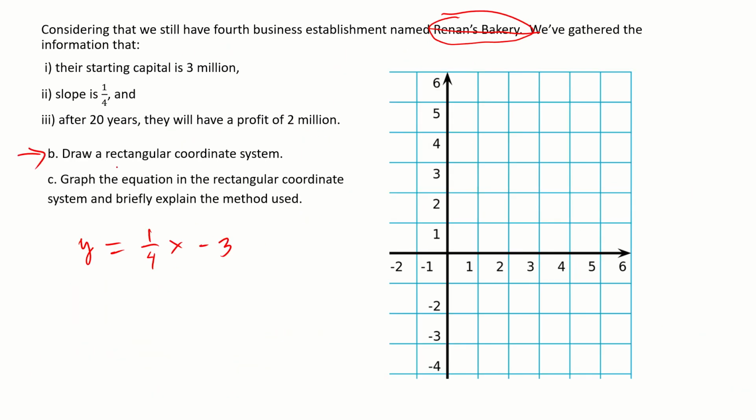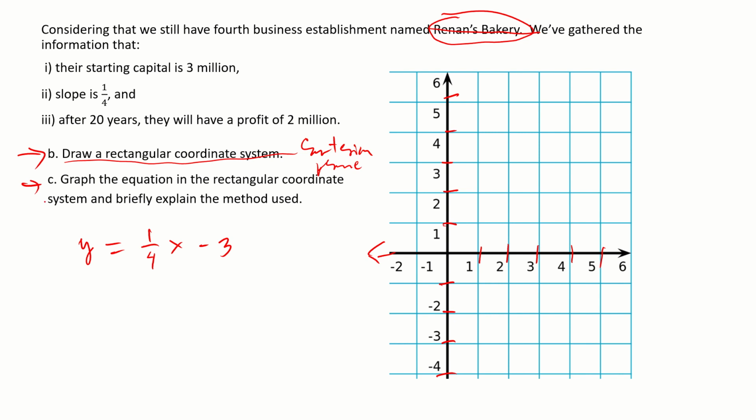So the task here in B is to draw a rectangular coordinate system or a Cartesian plane. So don't forget that the Cartesian plane must have the x-axis, the y-axis, the tick marks, and of course, the label, because we don't know what's your skip counting. So automatically you'll have points there if you were able to show that to me.